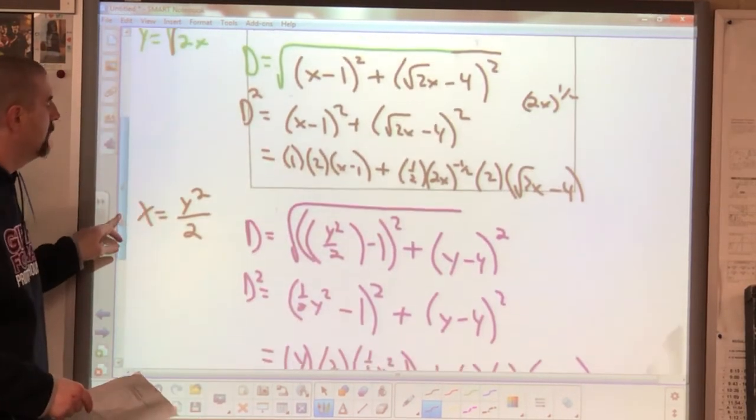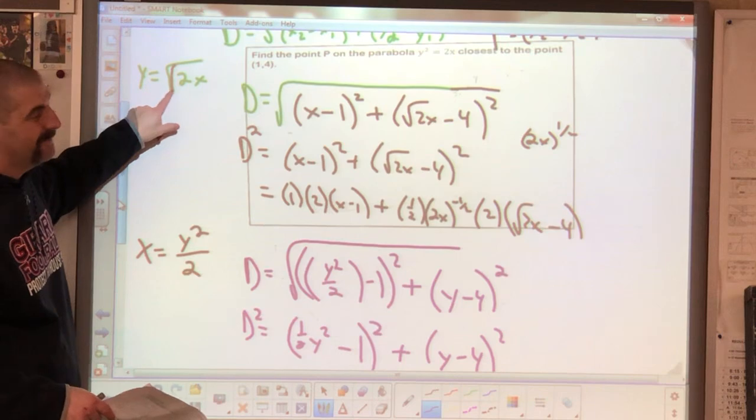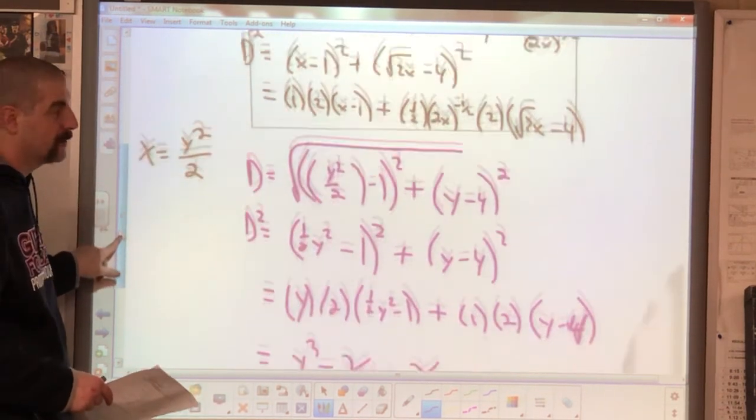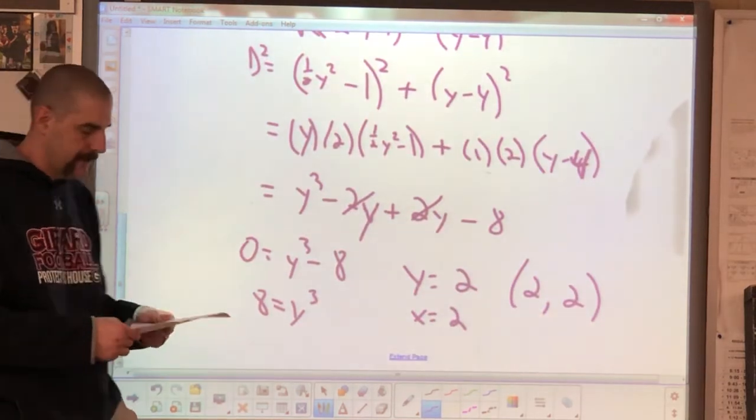So typically you don't want this square root. You want it to be a non-square root, but sometimes the square root is easier. You have to try and see. You'll see when we do some of these problems.